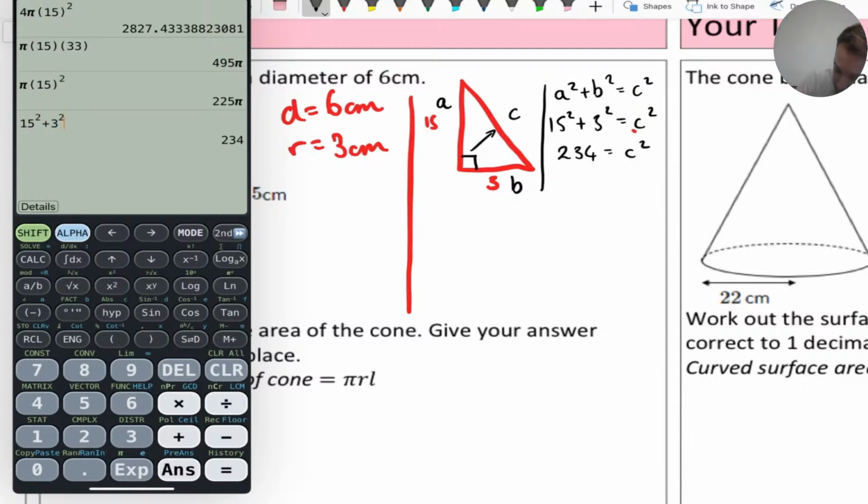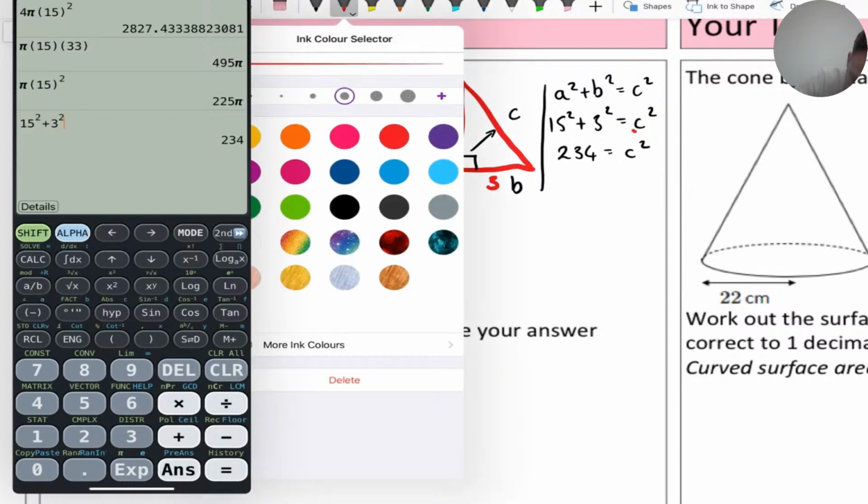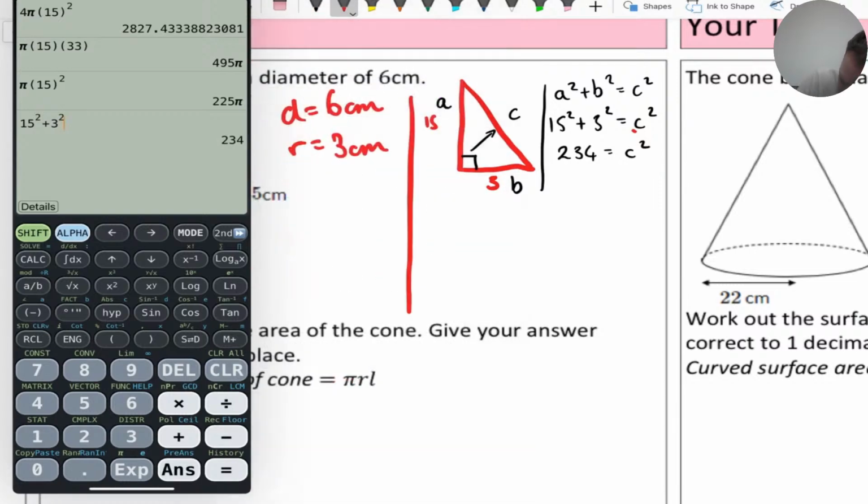And then to find out c, I need to square root both sides, which is going to be the square root and square root. So the square root of 234, so c is equal to, to one decimal place, 15.3 centimetres. So that's our starting point there.